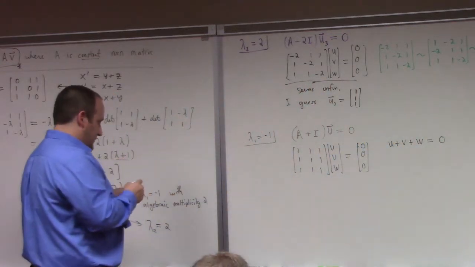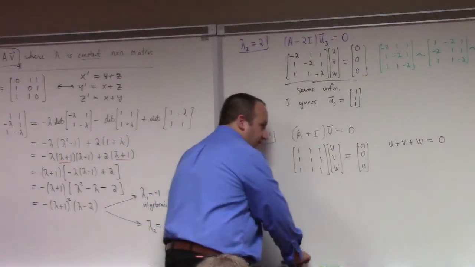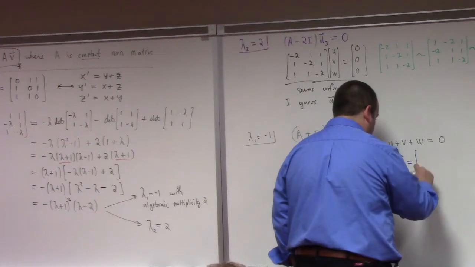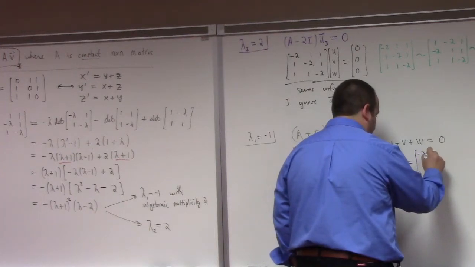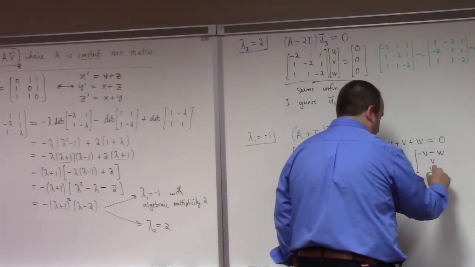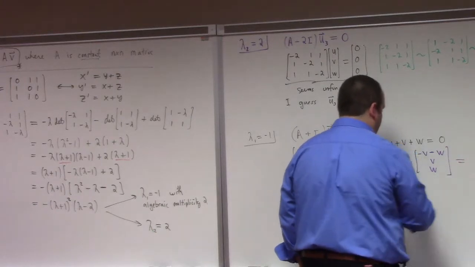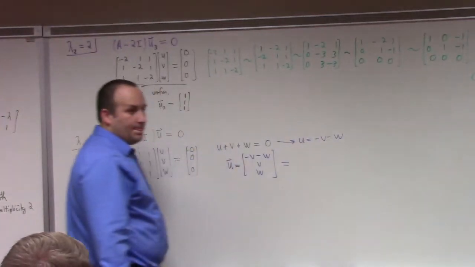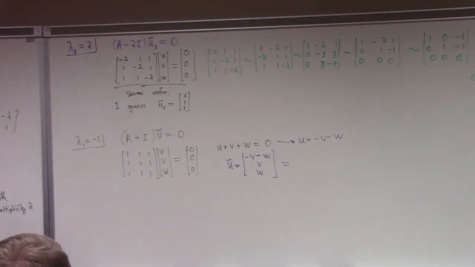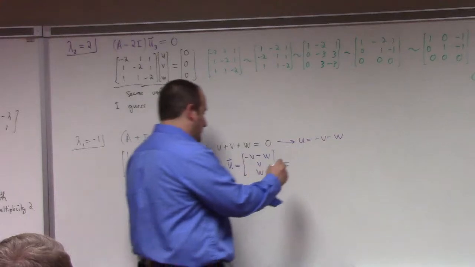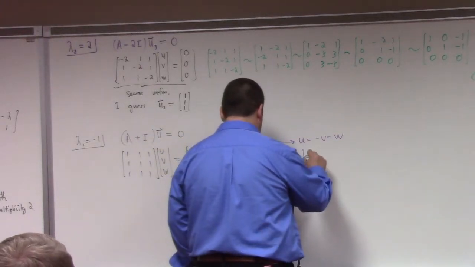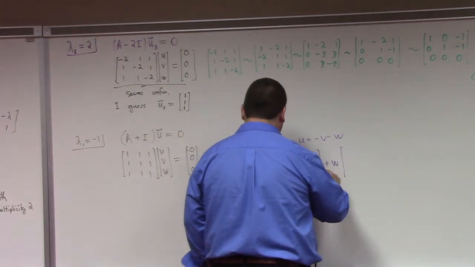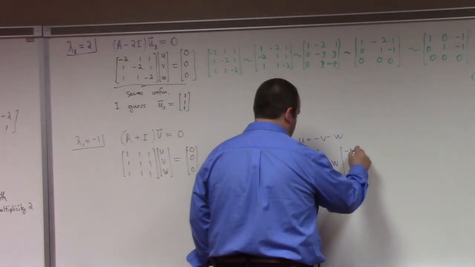Now here's where you guys get into some trouble because this is kind of unfamiliar territory. But what this says is that u is equal to, let's say, minus v minus w, with v and w free, right? So you can solve that u is equal to minus v minus w. That makes sense? Then we pull out the v and we get (-1, 1, 0), and pull out the w and you get (-1, 0, 1).